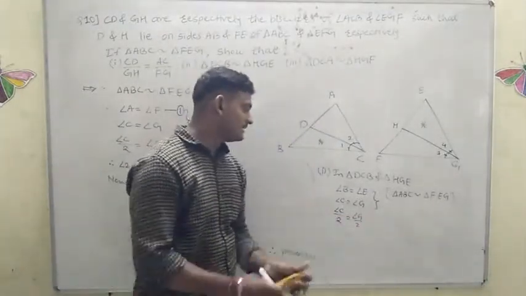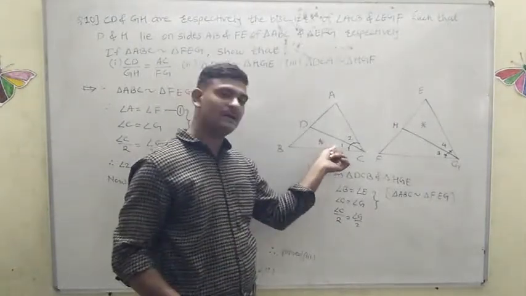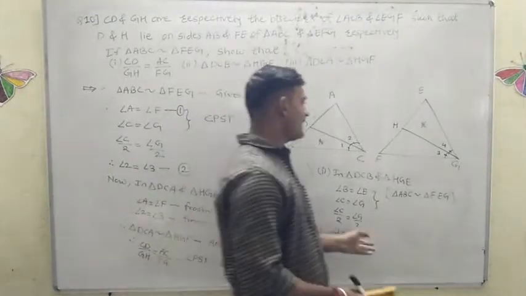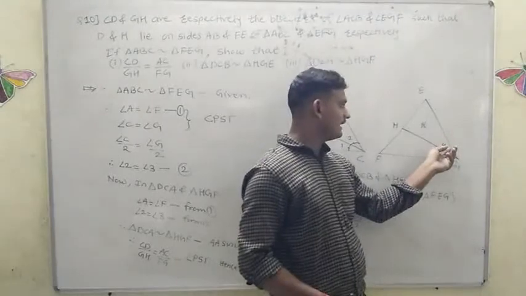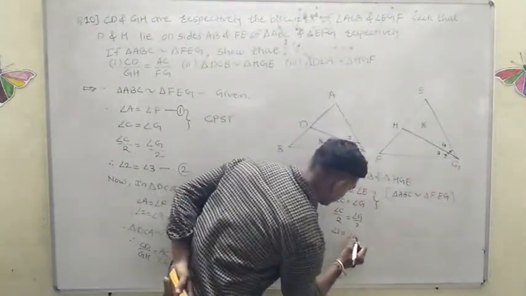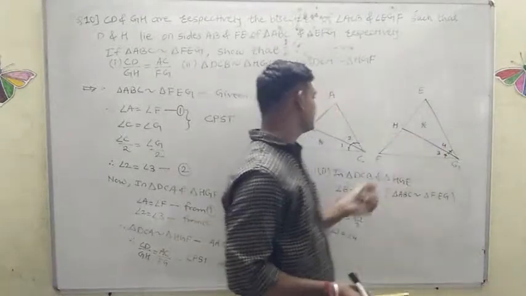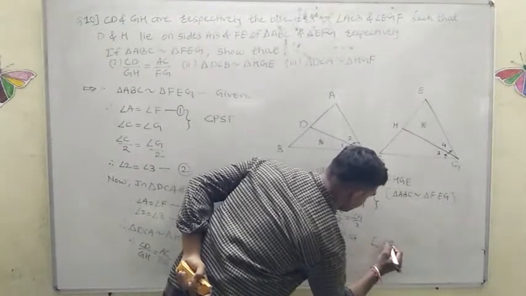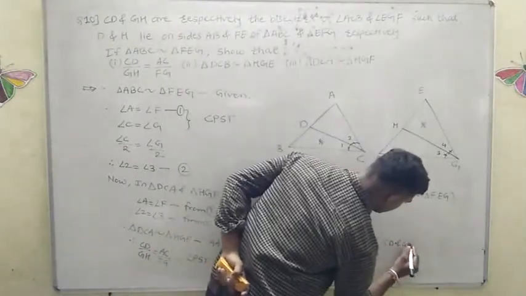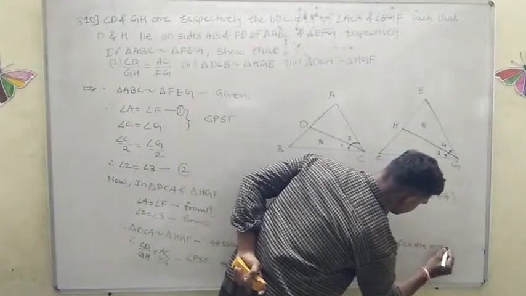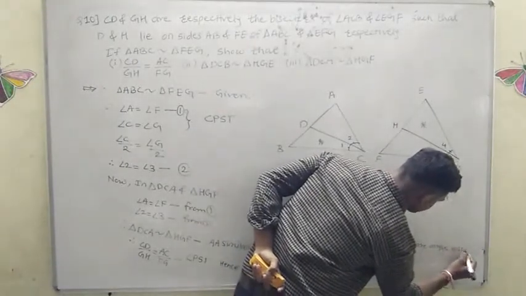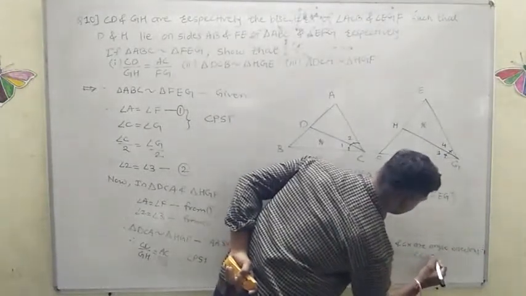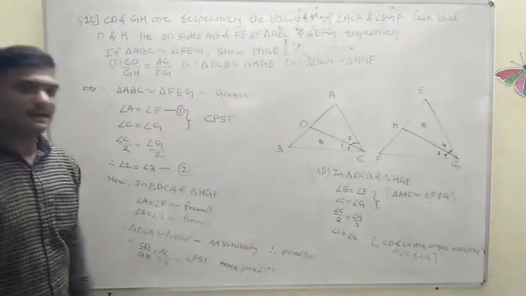That is, angle C divided by 2, half of angle C, is equal to how much? Can I write angle 1? Yes. Half of angle C is equal to angle 1, which is equal to half of angle G, that is, angle 4. Because GH is the angle bisector and CD is also an angle bisector. Reason: CD and GH are angle bisectors of angle C and angle G.